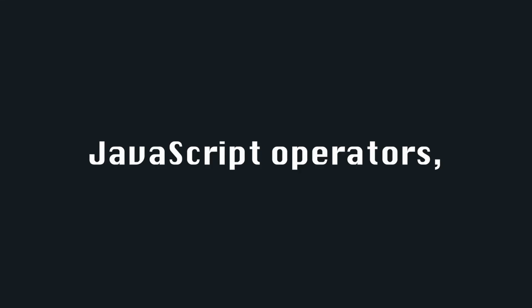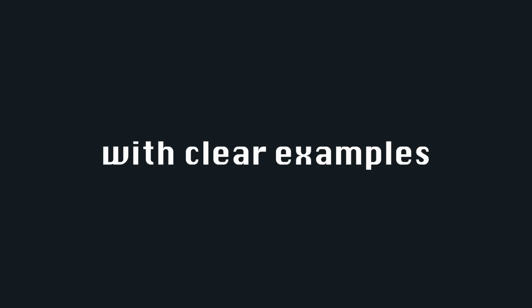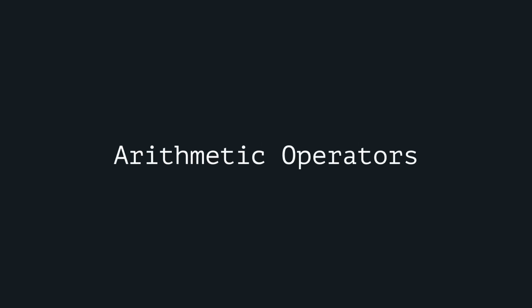JavaScript operators, tiny symbols that do a lot, from math to logic, from assignments to decision making. They're everywhere in your code. In this video, we're breaking down every type of operator in JavaScript with clear examples and real explanations. Let's dive in. Let's start with arithmetic, the basic math operations like addition and division.